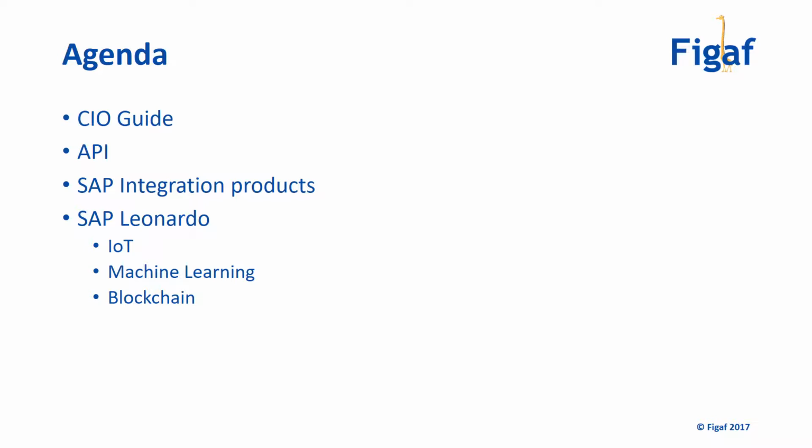APIs are here to stay, and why they're important and what they mean. Then there's the SAP integration products that are obviously relevant if you're using PI, PO, or SAP Cloud Platform Integration, Cloud Integration. And then there's obviously the big marketing term, which is SAP Leonardo with IoT, machine learning, and blockchain.